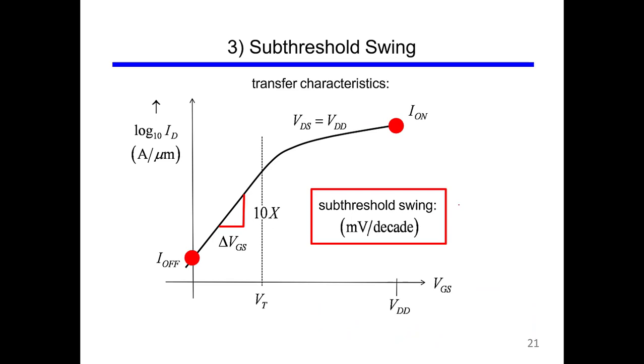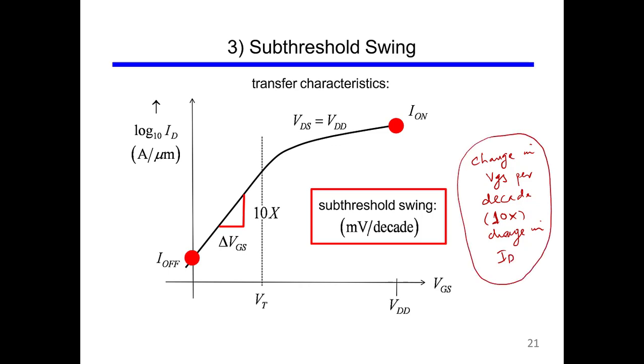Okay. So we come to the third important parameter, which is called subthreshold swing. The definition of subthreshold swing is that it is the change in VGS per decade, which means per 10x change in ID. So that is the definition of subthreshold swing.